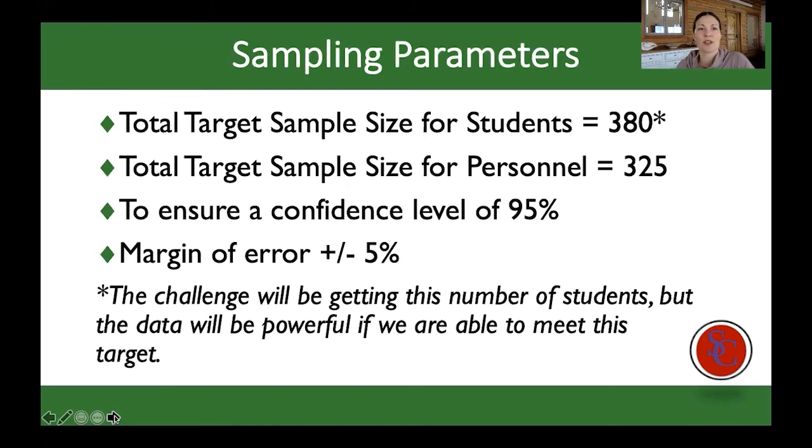Our sampling parameters. So the total target sample size for students is 380. It's kind of a big number, but we really want to get that number of students. So that's our goal. The target sample size for the district and school personnel is 325, and this ensures a confidence level of 95% with a margin of error plus or minus 5%. So as I noted, that will be challenging.